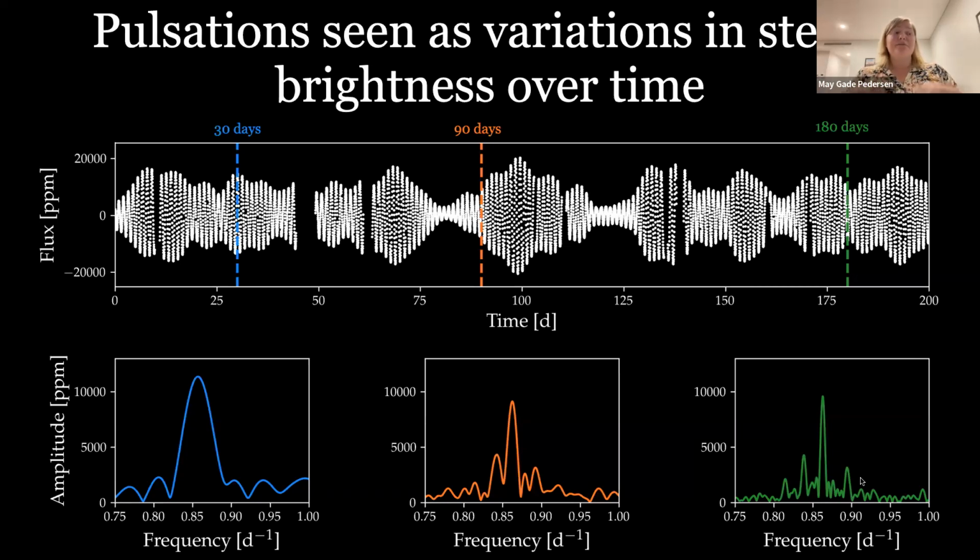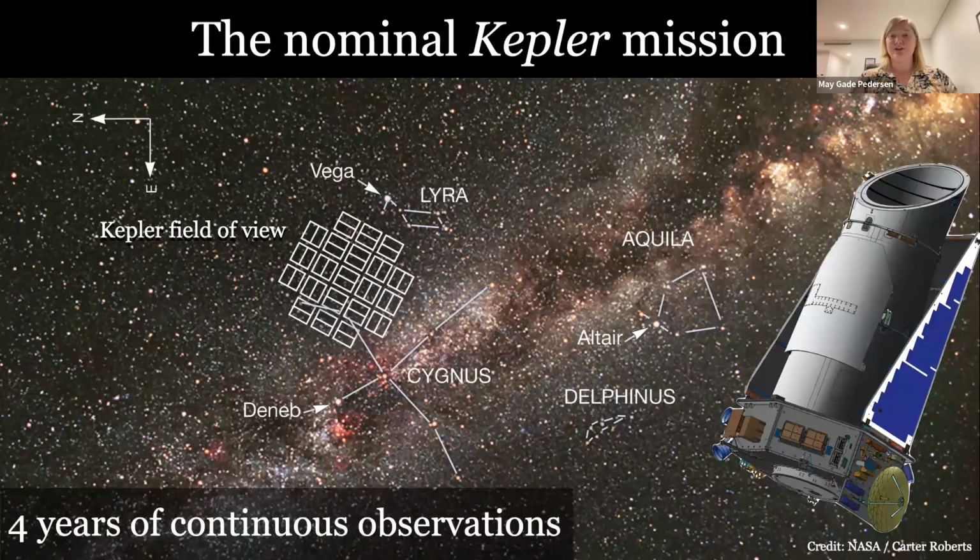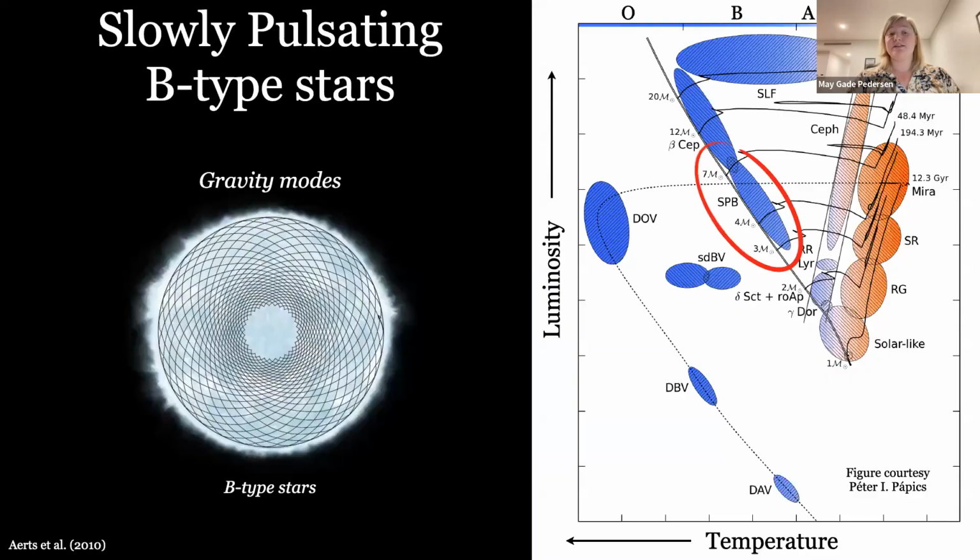Now, the best type of data we have available at the moment to do asteroseismic studies comes from the Kepler space mission, the nominal mission, which observed the same patch of the sky for 4 continuous years. So that means at least every 30 minutes, we have a measurement of the brightness of the star for 4 years in total. Now, the choice of the field of view of Kepler is such that the highest mass pulsating star that was observed by the nominal mission is the slowly pulsating B-type stars, which you find right here in the middle of the asteroseismic HR diagram.